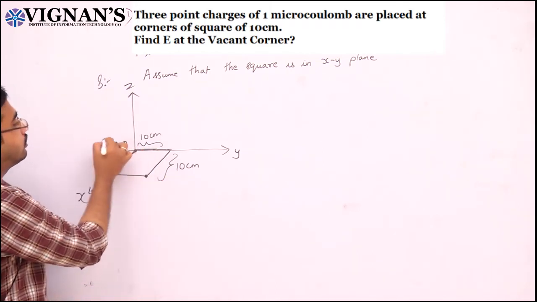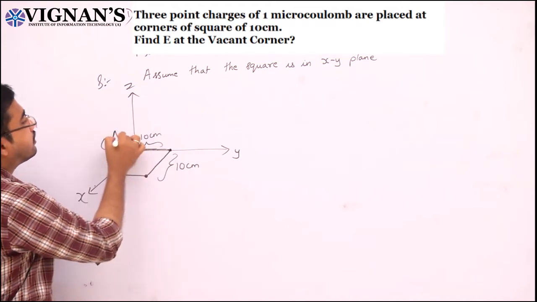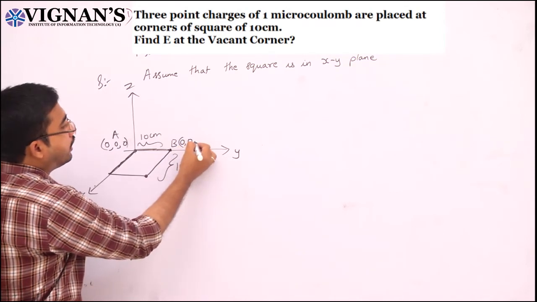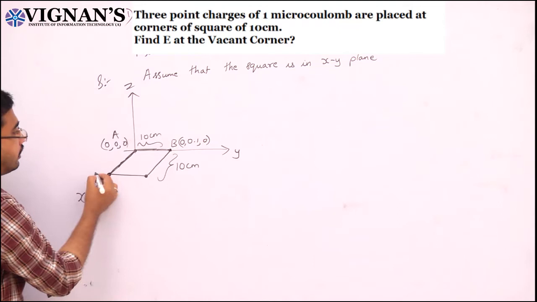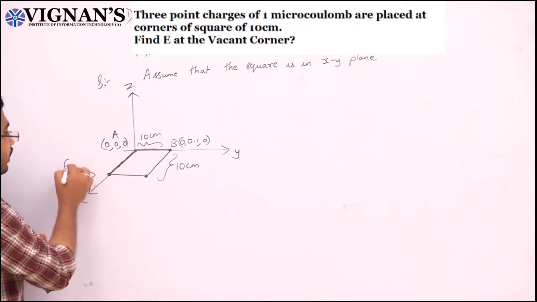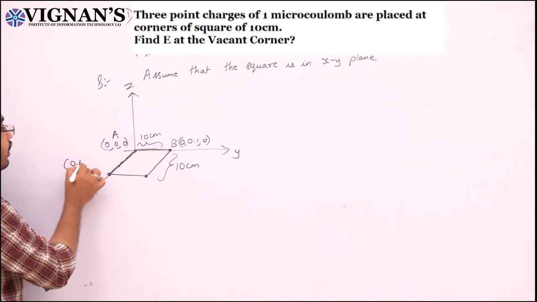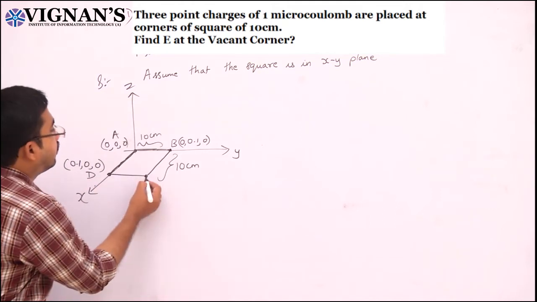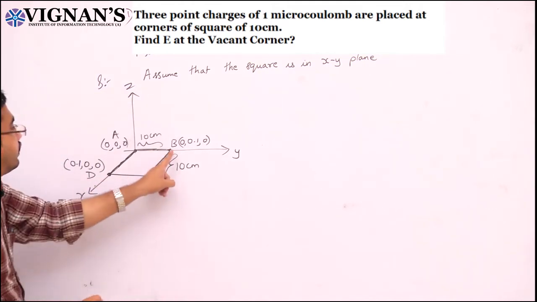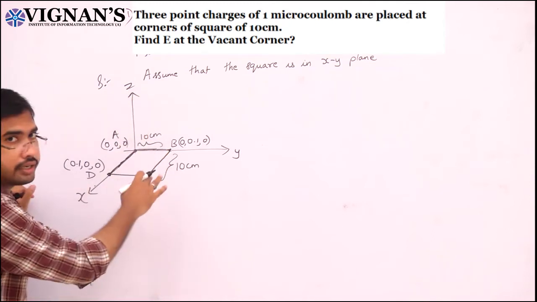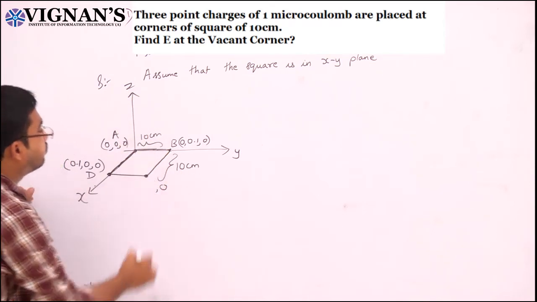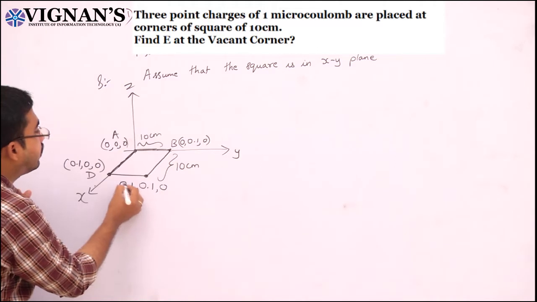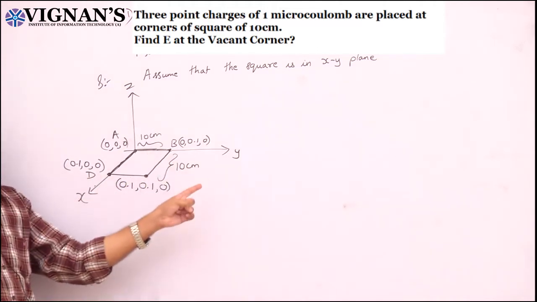So the origin is 0, 0, 0. Here what will be the point? Take this as some A. Here the point will be on the y-axis, which means x is 0, y is 0.1, z is 0. Here, if you take this as D, the x coordinate will be 0.1 and y and z will be 0. What is this point? This point will be here. There is no z coordinate, there is no height, so the z coordinate is 0. But what about y? Y is 0.1 and the x distance is also 0.1. So we have decided all the 3 points.